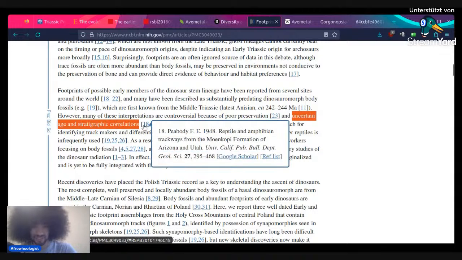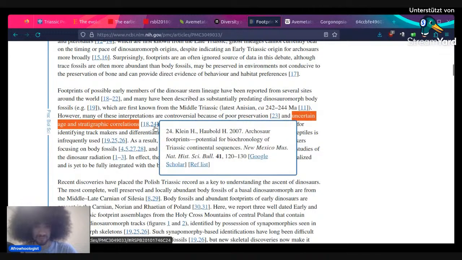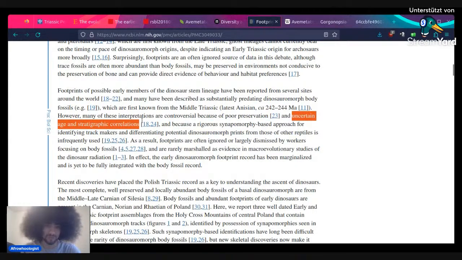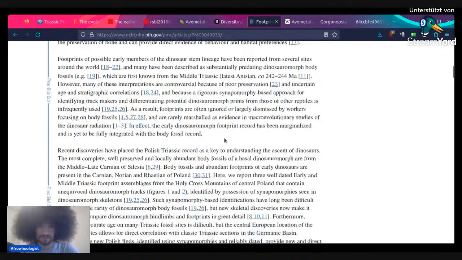These are the two sources: reptile and amphibian trackways in the Moncopi Formation of Arizona and Utah. And the other paper that points it out is Potential for Biochronology of Triassic Continental Sequences. Both of these papers point out that there are certain issues with how they actually dated the fossils geologically, that go beyond just what made them. So they don't even know if these trace fossils are even from the early Triassic, which is kind of hilarious.